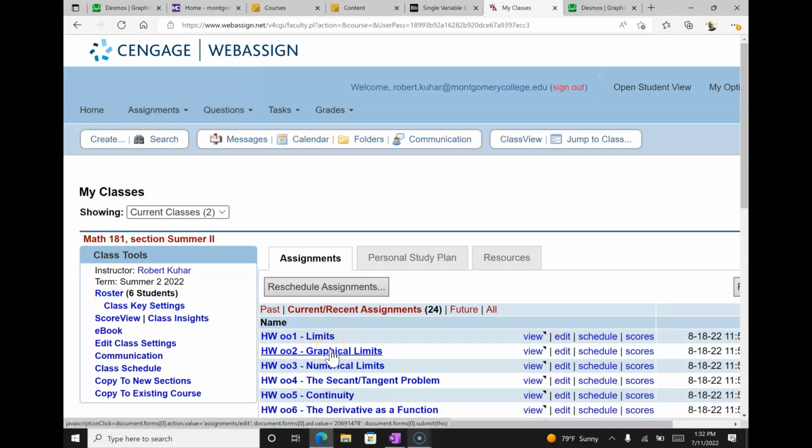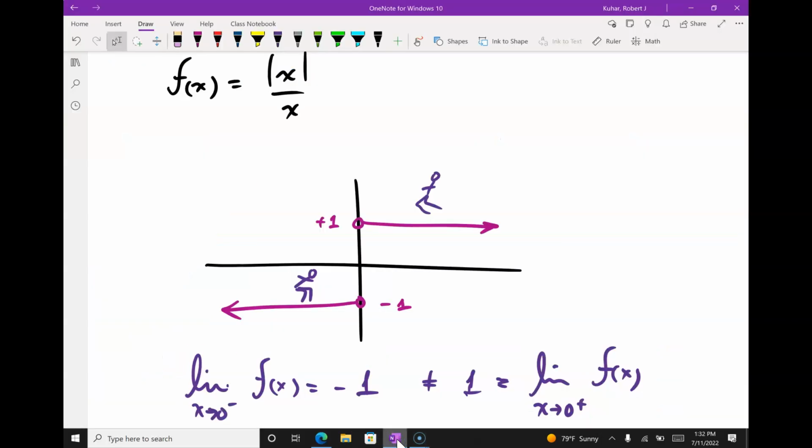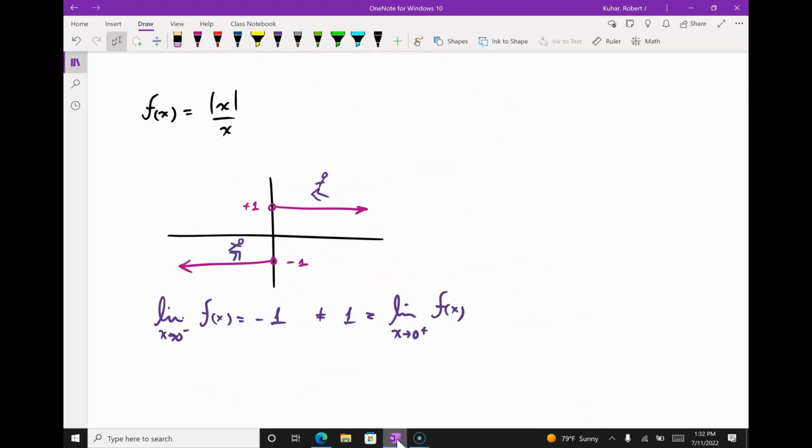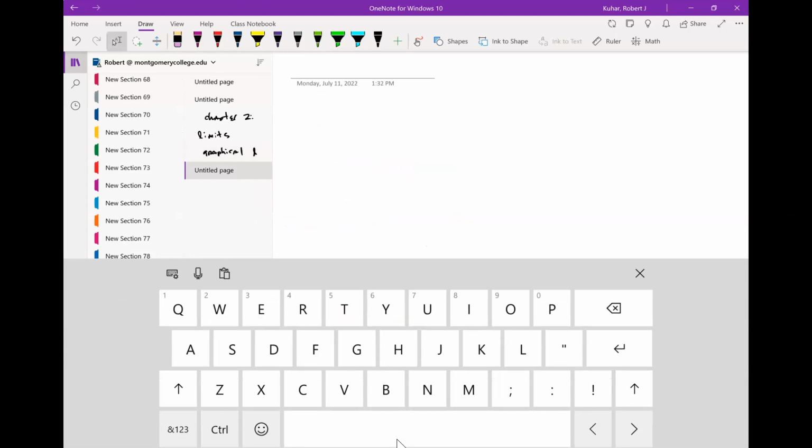Homework 2 is graphical limits. Okay? Homework 1 is the one I really care about, algebraic limits, so I'm going to get to that very soon, right? Then we talk about graphical limits and numerical limits, right? So let's talk about some algebraic limits.